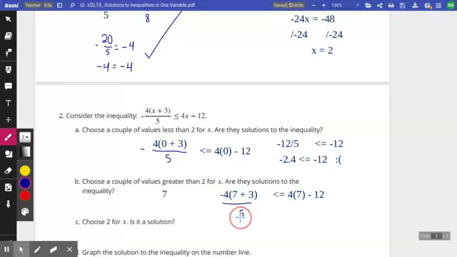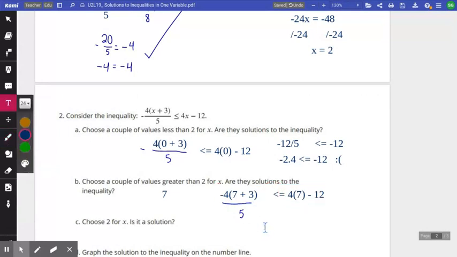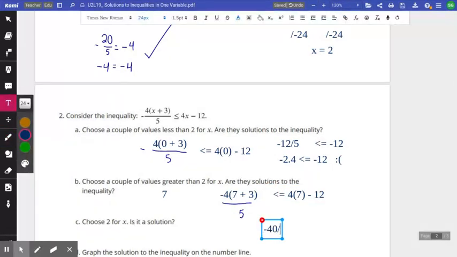When we do the math there, we've got 7 plus 3 is 10. 10 times negative 4 is negative 40. So on that left side, I'm left with negative 40 divided by 5 is less than or equal to 4 times 7 is 28. 28 minus 12. We do some math. Negative 40 divided by 5 is negative 8. So we get negative 8 is less than or equal to 28 minus 12, which is 16. And that is a true statement.